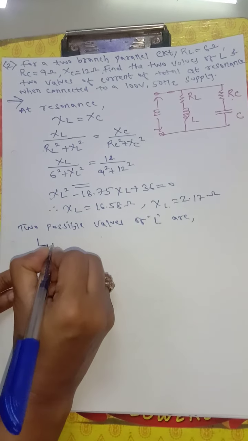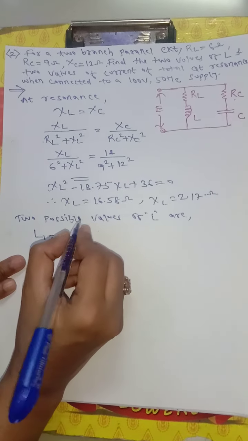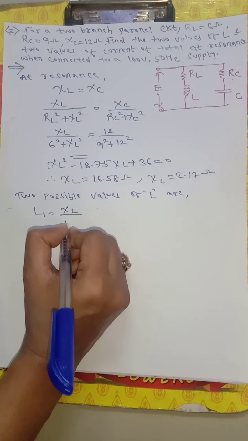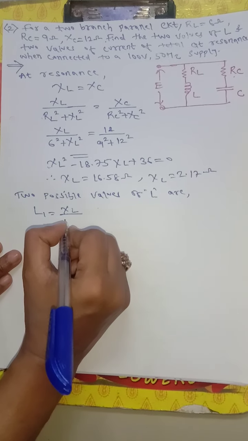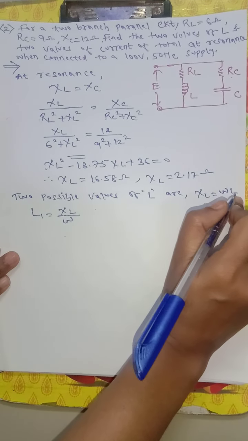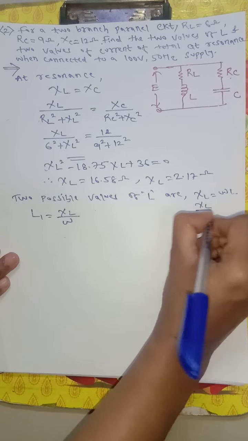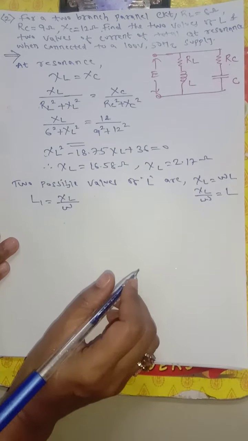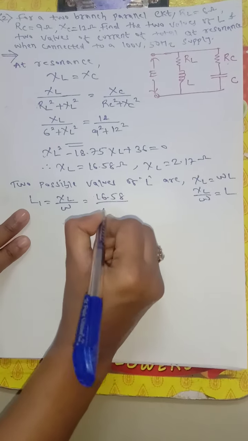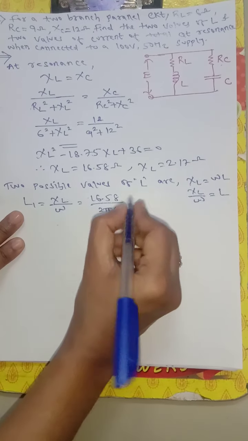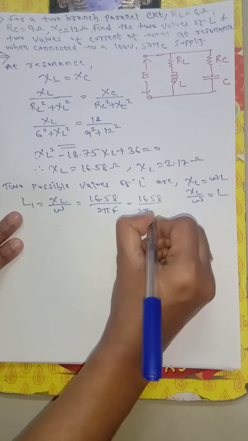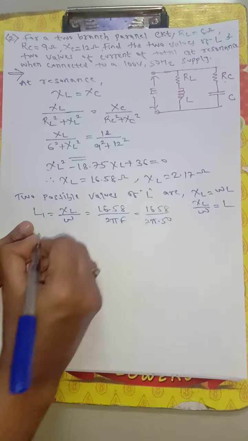L1 is equal to XL by omega. We are aware XL is equal to omega L is the formula we are using. So what is my L? L will be equal to XL divided by omega. The same thing we are going to use here. What is my XL? 16.58 divided by 2 pi F. 16.58 divided by 2 pi, what is F? F is mentioned as 50 hertz. So what is my L1?